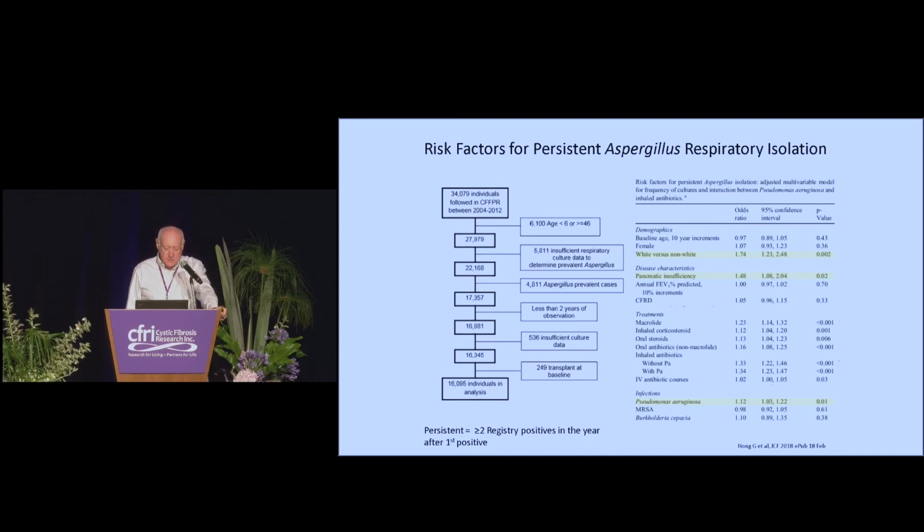But perhaps the most important thing here is the effect that we have as providers in giving treatments to patients. And you can see here that the use of antibiotics really does affect this risk for having chronic Aspergillus, as well as the use of inhaled steroids. Does this mean we shouldn't be using these medications? Of course not, but it does mean that we need to be aware of the fact that there are always unintended consequences of some of the things that we do.